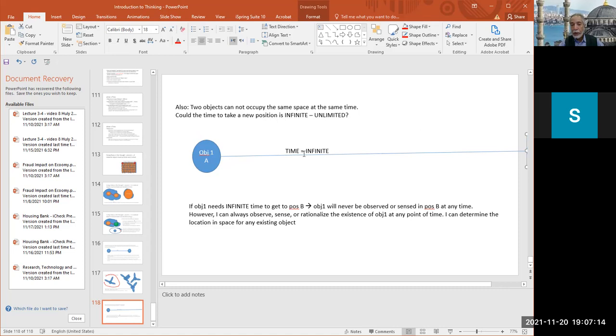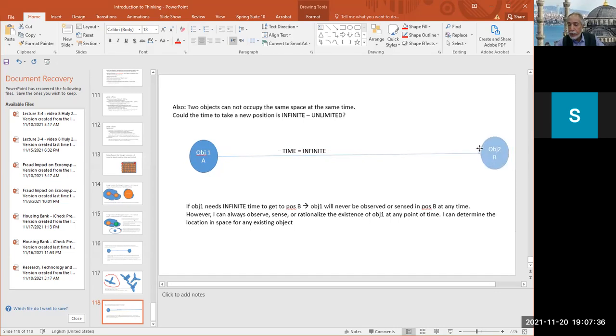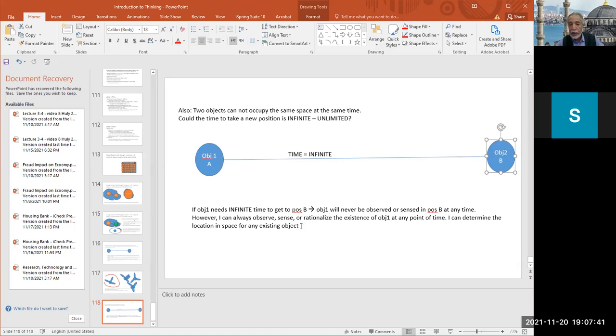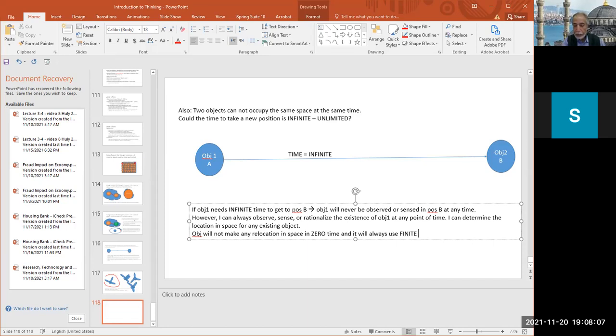So if it's gone from my space domain, then to me that's not an existence, because I cannot determine its existence. But when did it exist? At any point of its existence in my domain, in my life, in my space, in my universe, it will always be recognized and rationalized. Meaning that I can conclude that a material object will not make any relocation in space in zero time, and it will always use finite, non-zero, of course, time to move to a new position.